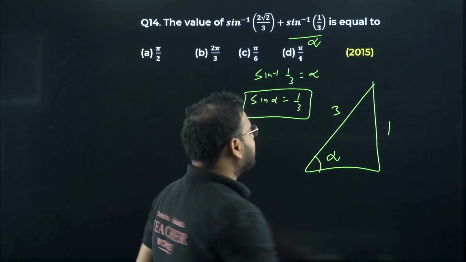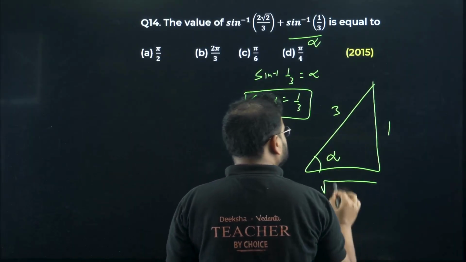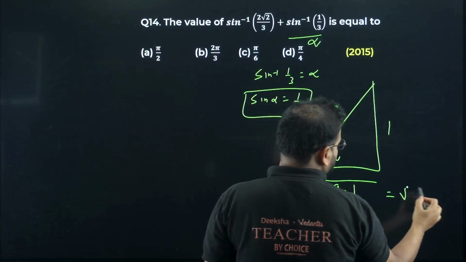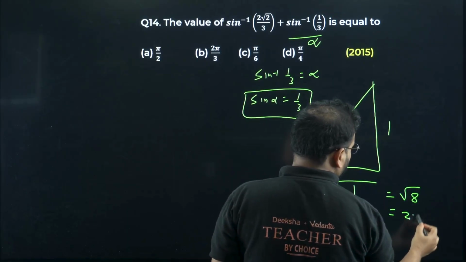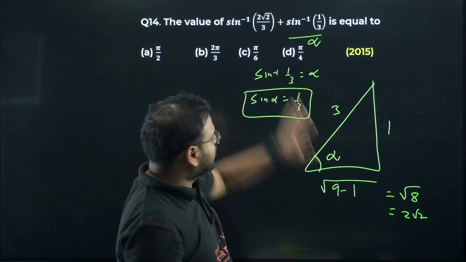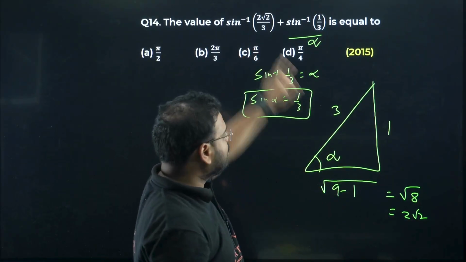How do you solve this part? Very simple. Square of 3 is 9 minus square of 1 is 1. How much is this? Root 8, which is 2 root 2. Now things are simpler to you. How do you get the ratio 2 root 2 by 3?